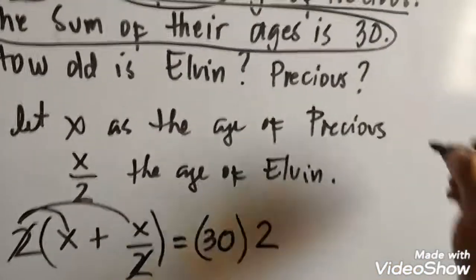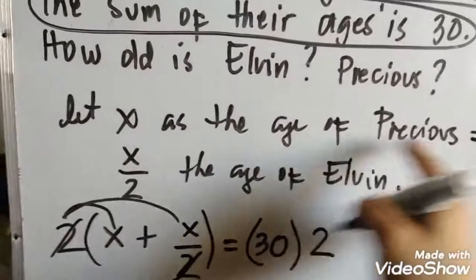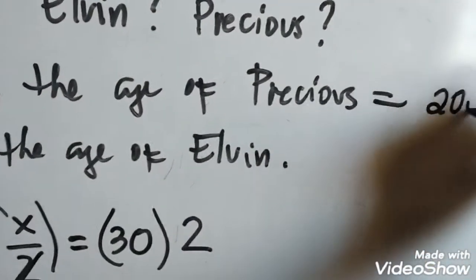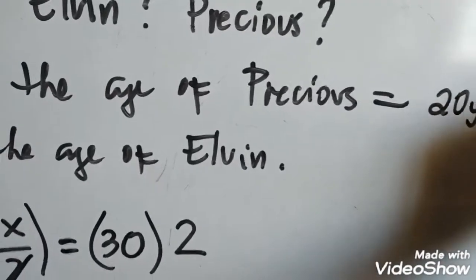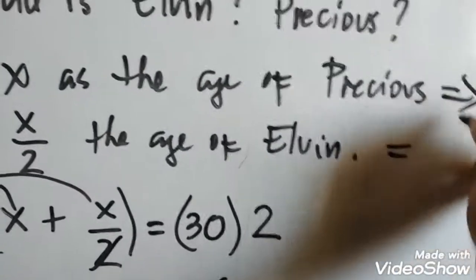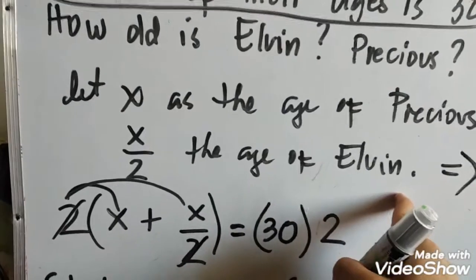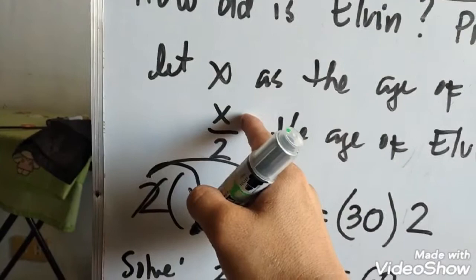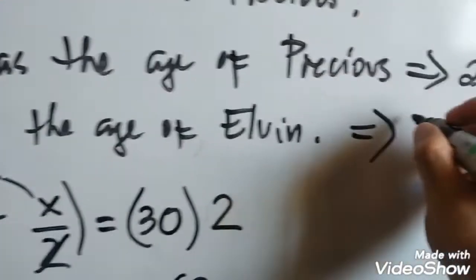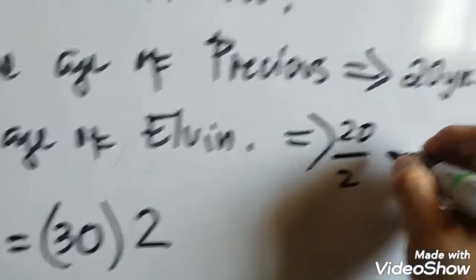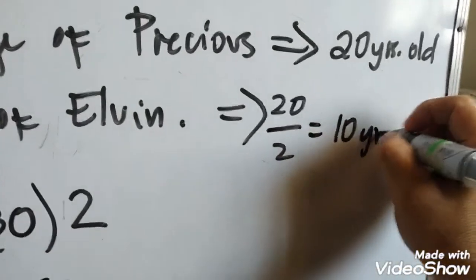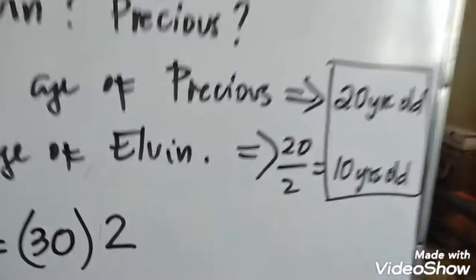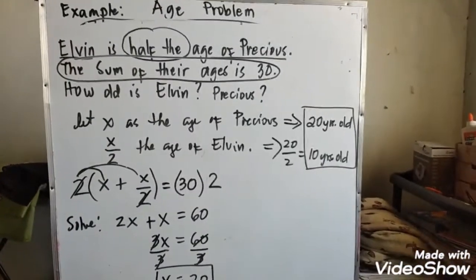So, what is the age of Precious? The age of Precious is equivalent to x. Therefore, Precious is 20 years old. How about the age of Elvin? So, the age of Elvin is x over 2. Since x is equal to 20, divided by 2, that is equal to 10. Therefore, Elvin is 10 years old. So, we already have the final answer.